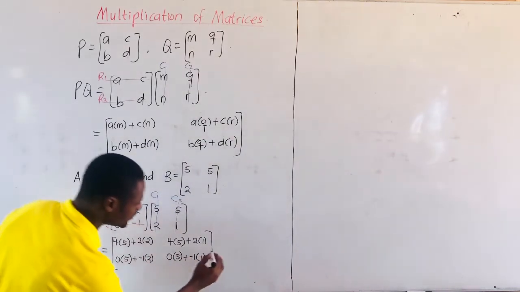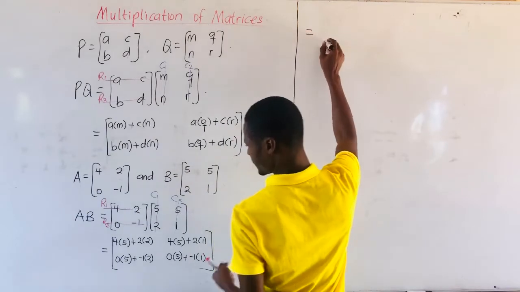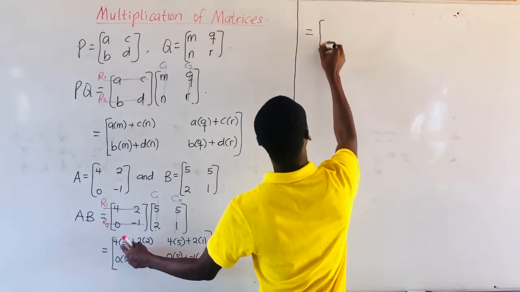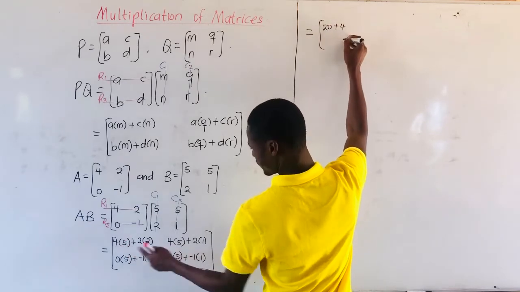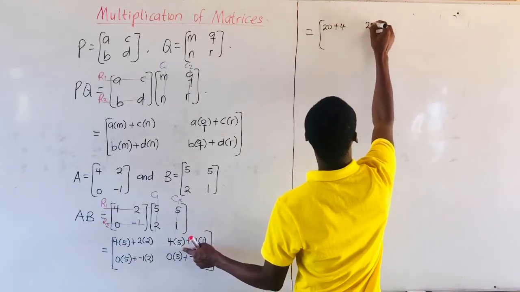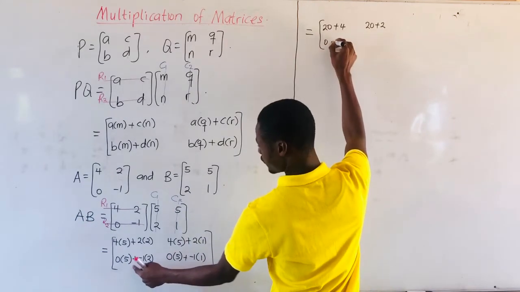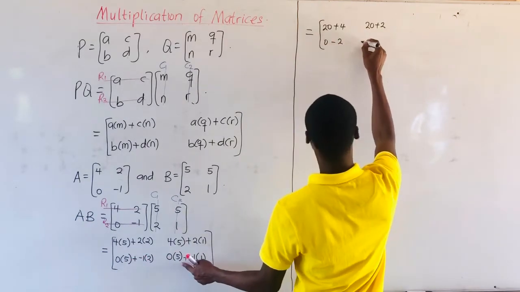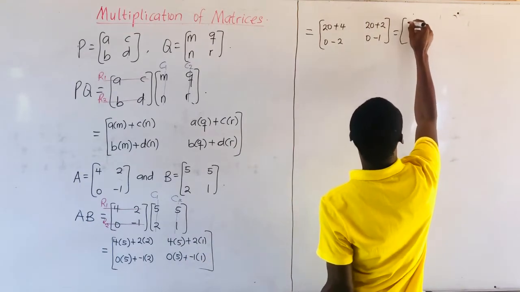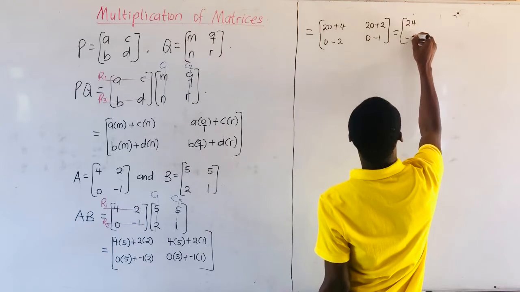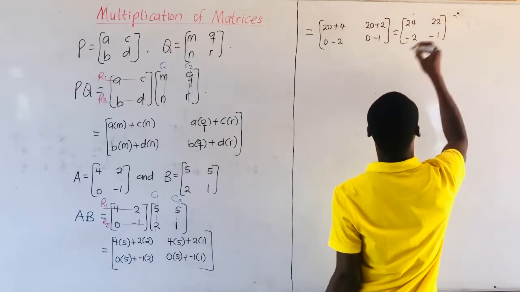And this will be equal to, for the first column, we will have 20 plus 4. Here, 20 plus 2. Then 0 minus 2 and 0 minus 1, which will give us 24, negative 2, 22, negative 1.